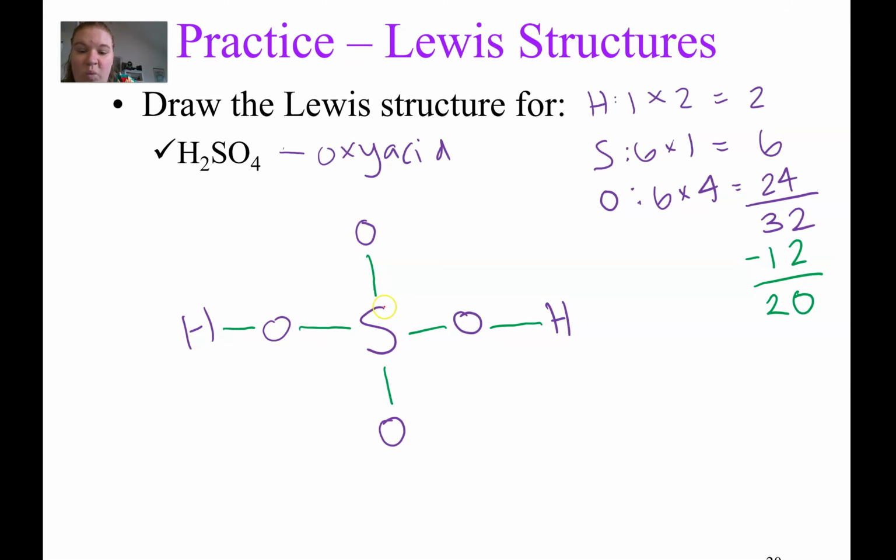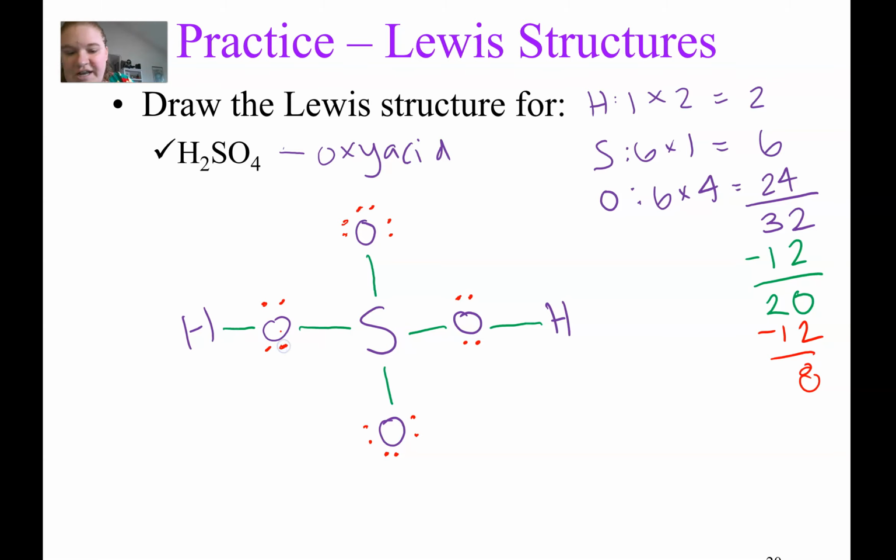They have one bond each, so two electrons each. That means they need six more. One, two, three, four, five, six. One, two, three, four, five, six. So that means I just used 12 more. I got eight to go. So I'm going to look at those other oxygens. They each have two bonds. So two, four, five, six, seven, eight. So now that oxygen has an octet.